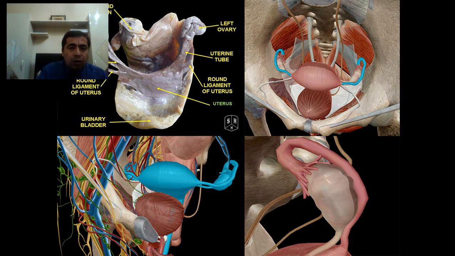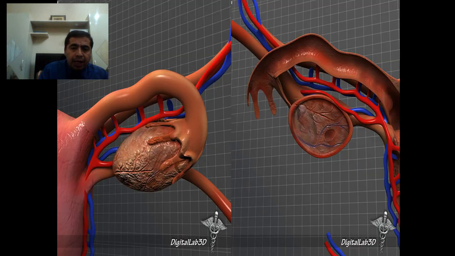And again, you are looking at the structure on the preparation: the uterus with the uterine tubes and the ovaries, and the relation of the uterine tubes to the ovaries. Again, in this model, we are looking at how the oocyte passes through the uterine tube by the movement of the ciliary epithelium of the uterine tube from the abdominal ostium to the uterine ostium.